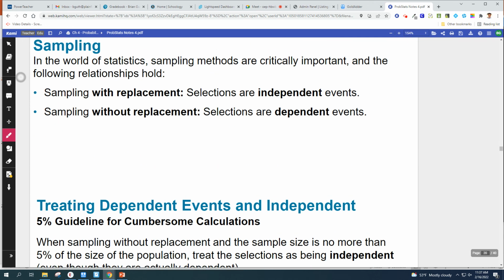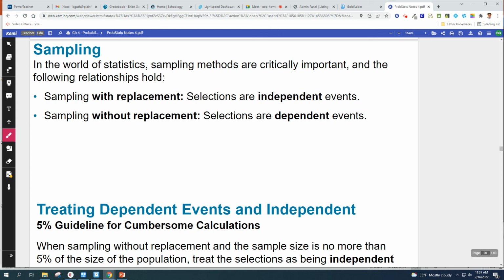Sampling. In the world of statistics, sampling methods are critically important, and the following relationships hold. Sampling with replacement: selections are independent events. Sampling without replacement: selections are dependent events. So remember what those words mean. Independent means one thing doesn't affect the next thing. Dependent means one thing definitely affects the next thing. That's why the second one was over 49 instead of over 50.